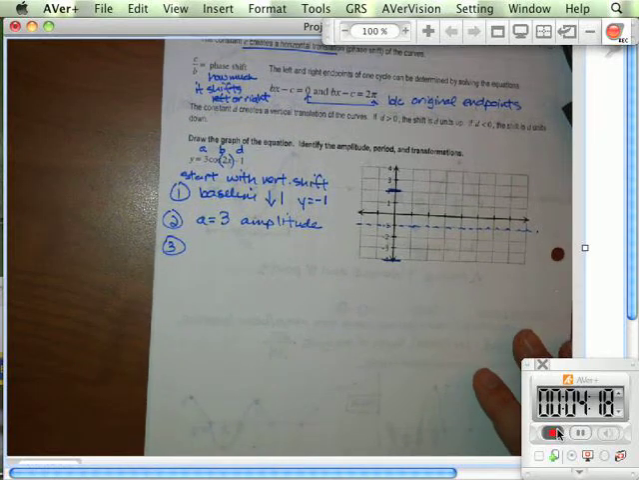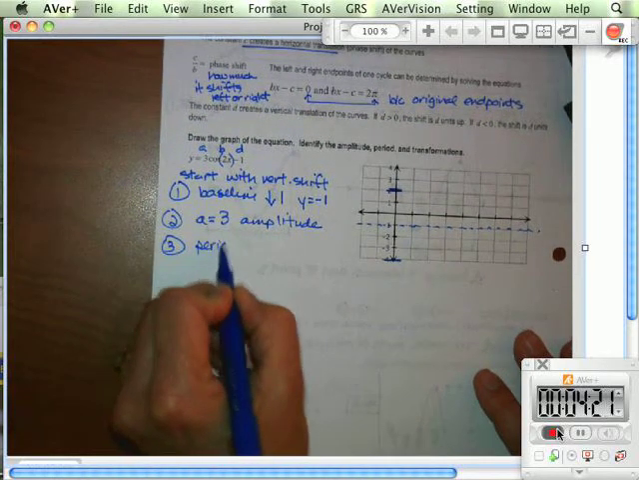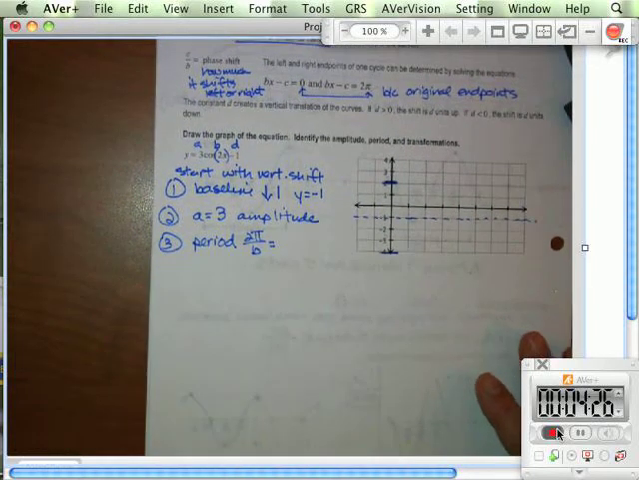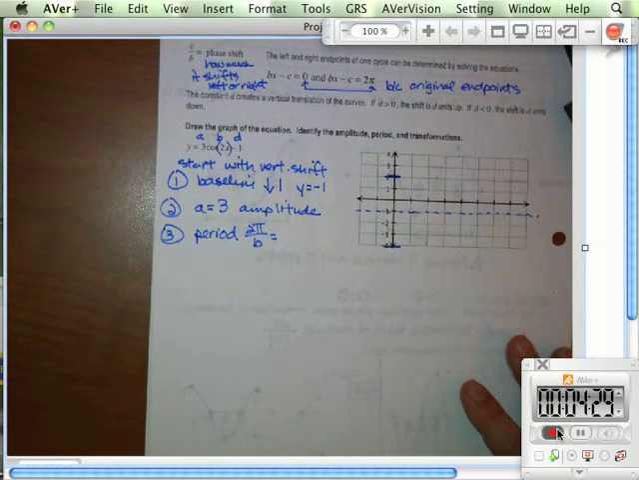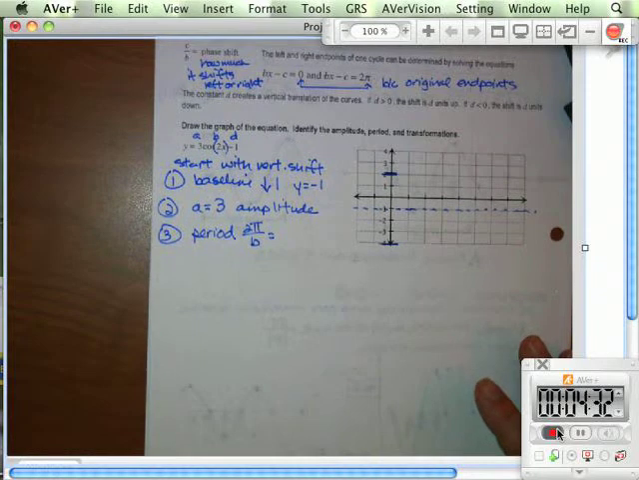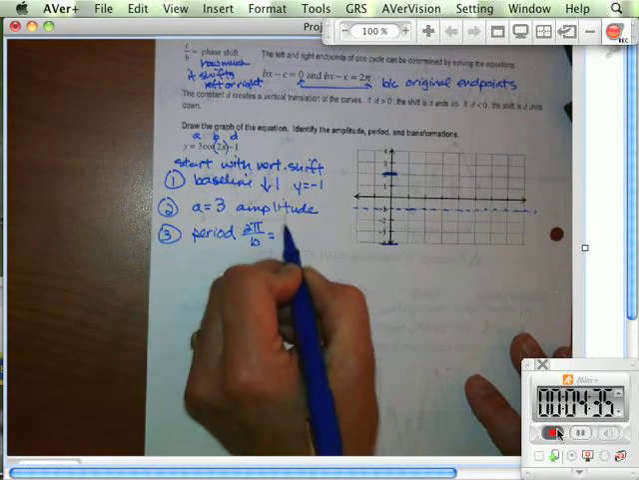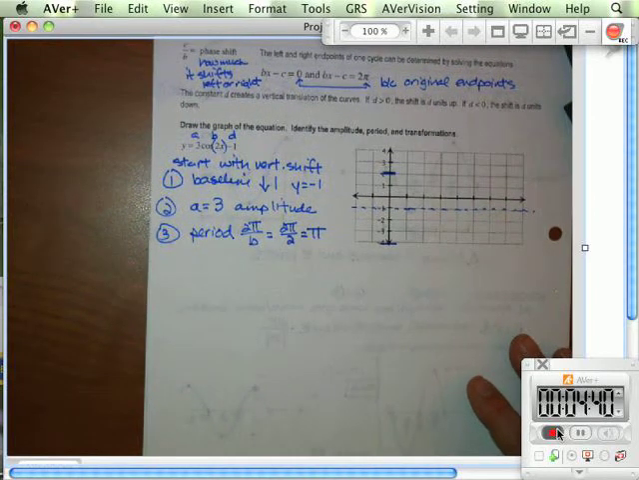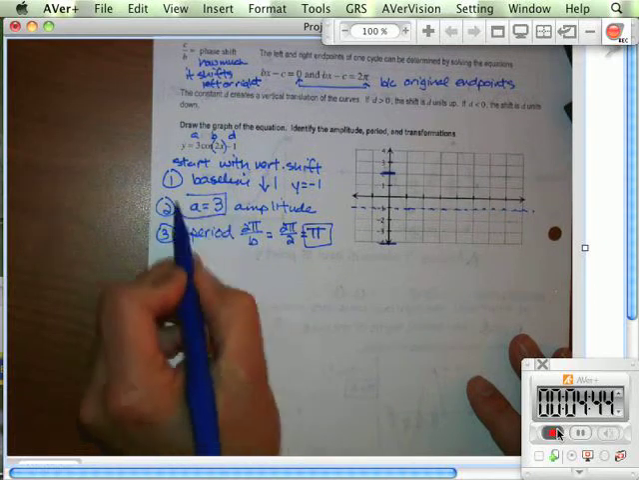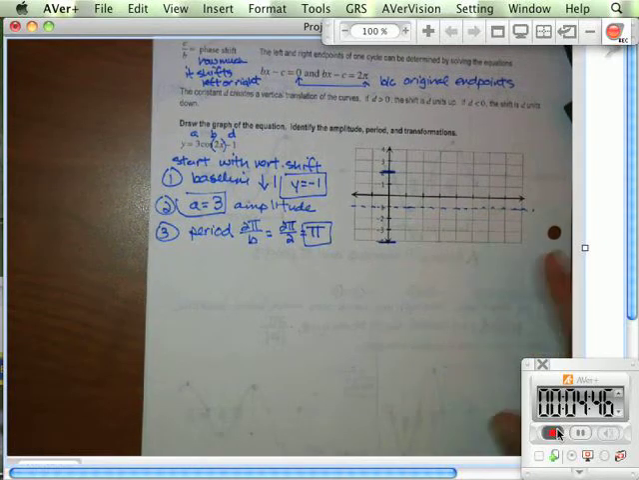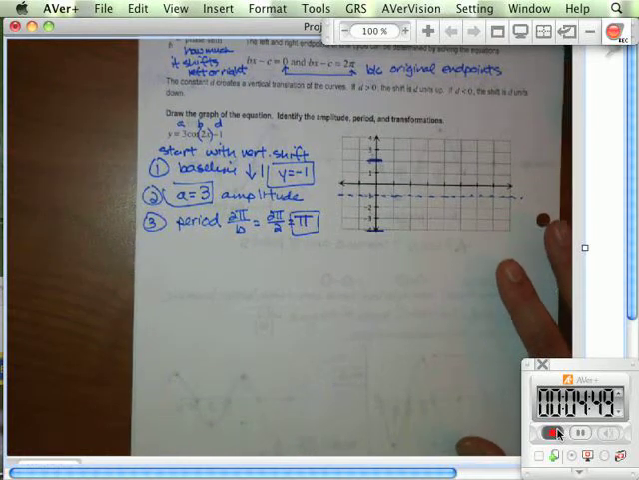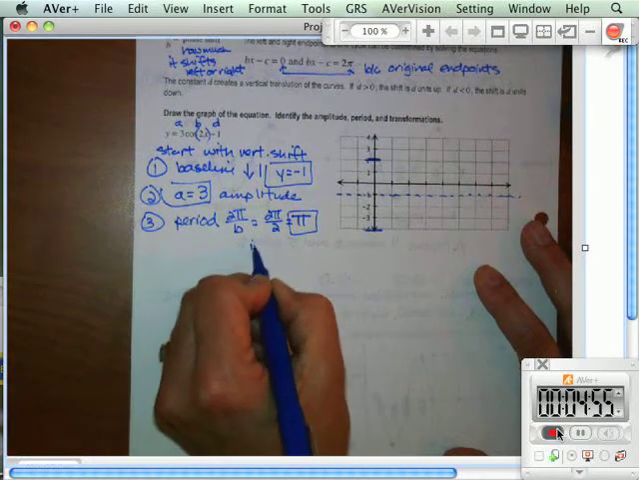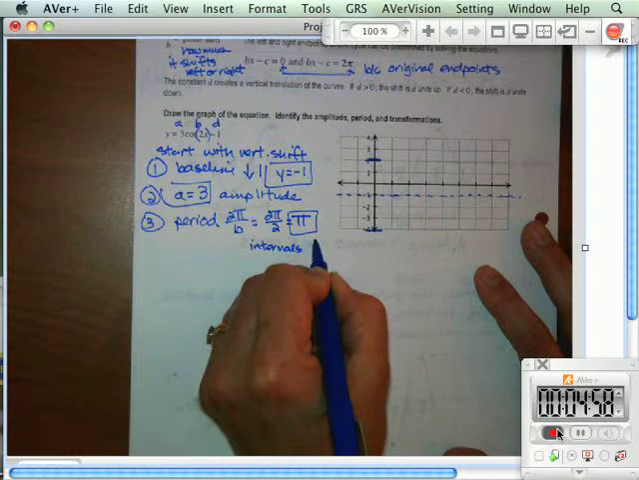Okay. Let's figure out the period. It's still 2 pi over B. What number is my B? 2, it's just 2. It's not x, it's just 2. Okay, so 2 pi over 2. So my period is pi. I'm just going to circle the important parts here. If my period is pi, what are my intervals going to be? I'm just going to write intervals are going to be pi over 4, aren't they?